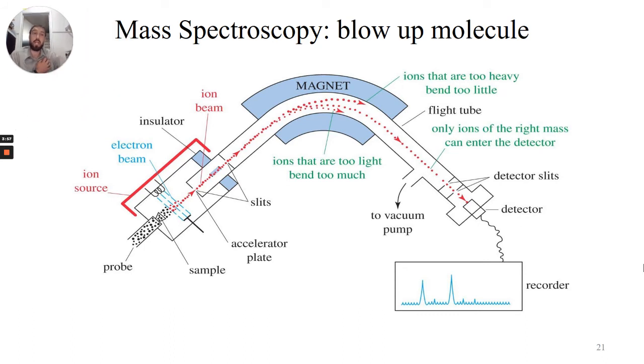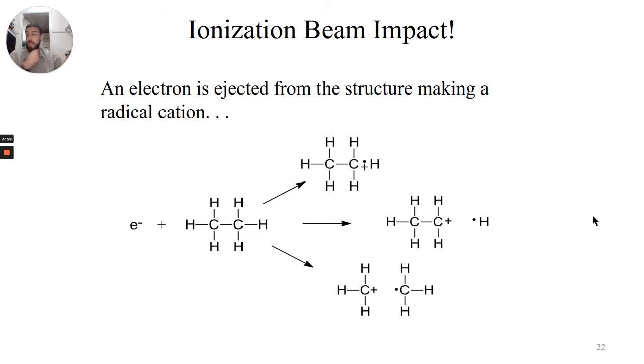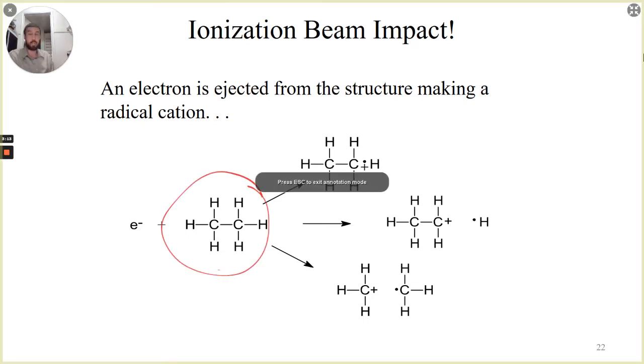So with that, we'll go ahead and dig into this a little bit deeper. If we look at an actual molecule, our sample is going to have, like I said, millions of these. Tons and tons and tons of these. So what happens is our electron beam, in one form of mass spectroscopy, comes in and it ejects an electron from the molecule.